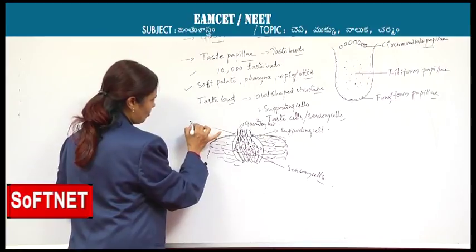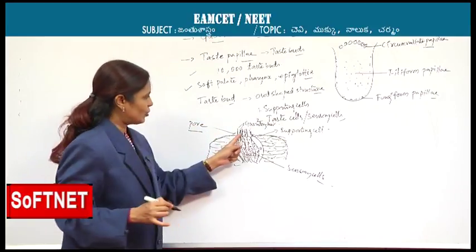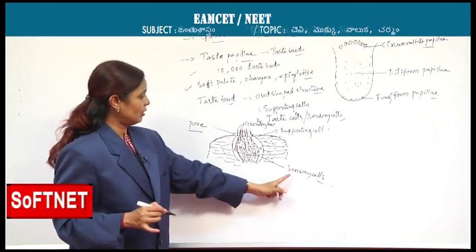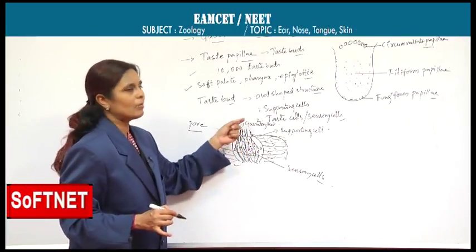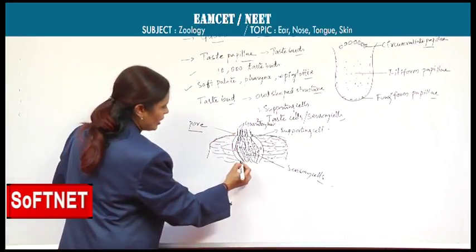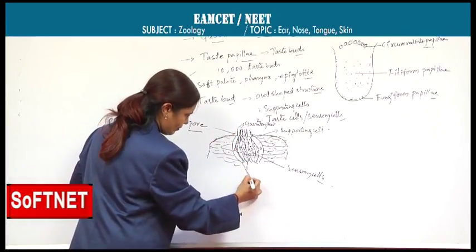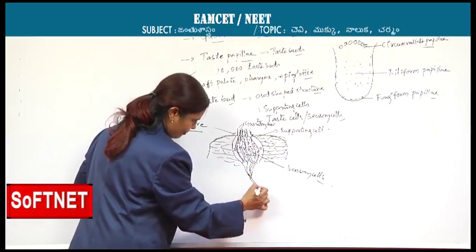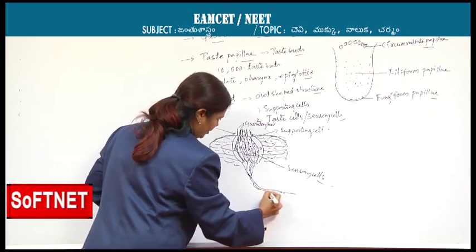So this is the pore, through which the gustatory hairs, nothing but the dendrites of the gustatory sensory cells, come out, specialized in perceiving chemical stimuli. Now the axons of these sensory cells once again join together.